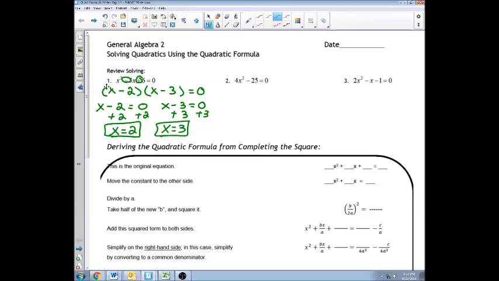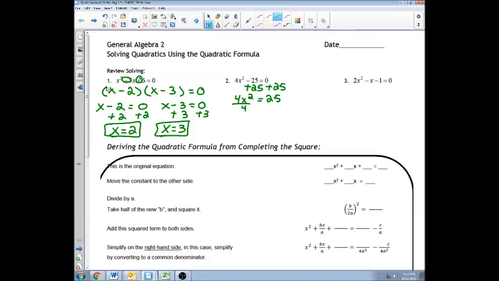Problem number 2, looking at this, 4x squared minus 25. That is the difference of two squares. We could factor that. Another way we could do this is we could add 25. That would give me 4x squared is equal to positive 25. Take the square root. Oh, I'm sorry, not yet. We have to get the x squared by itself first. So it would be 4x squared is equal to 25.